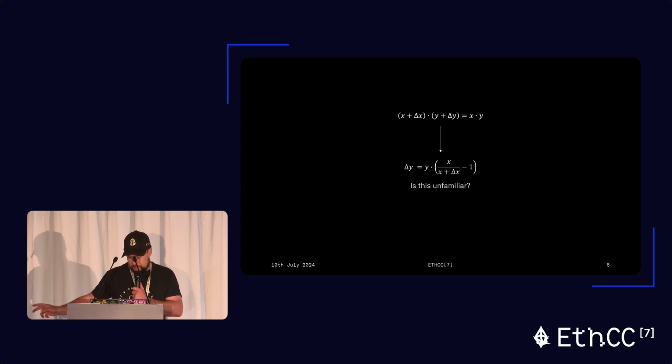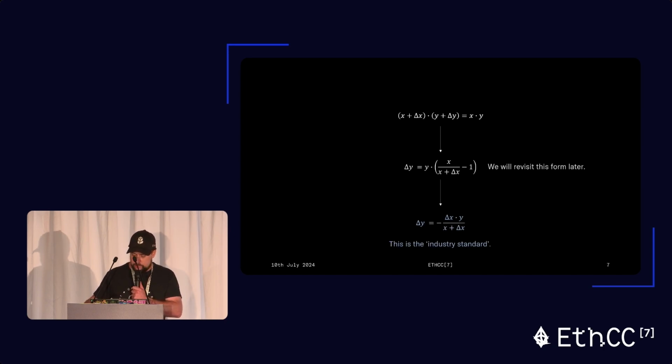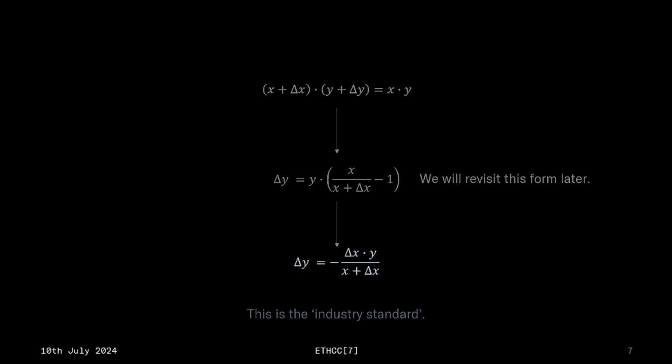But this form of the equation is maybe a little bit unfamiliar. You probably have seen this one, which is mostly used as the industry standard. This is the one that's in, for example, the Uniswap v1 and Uniswap v2 white papers. And this is the one that you'll see mostly spread across the rest of the DeFi space.